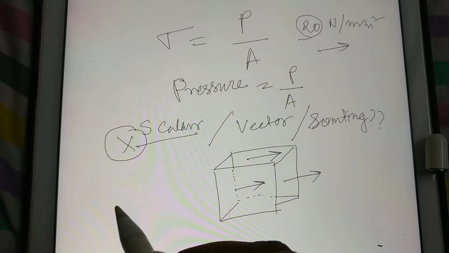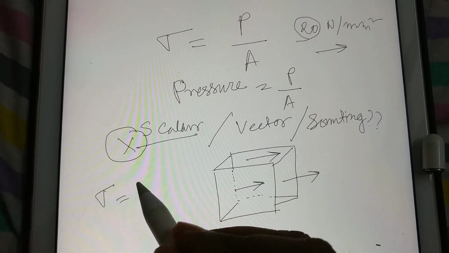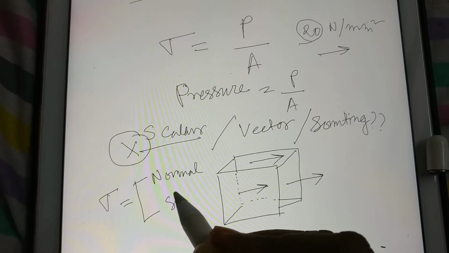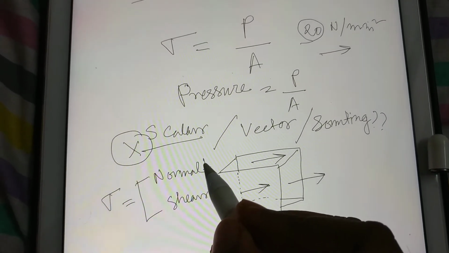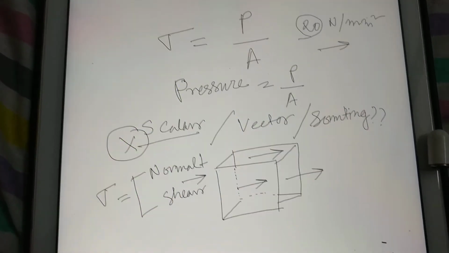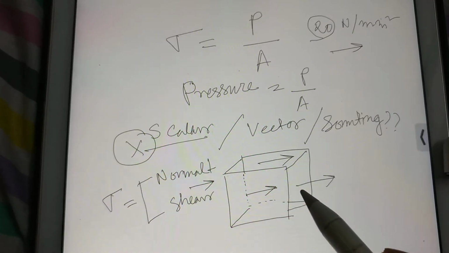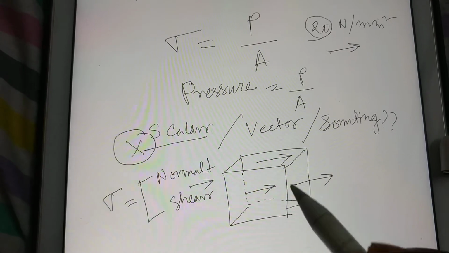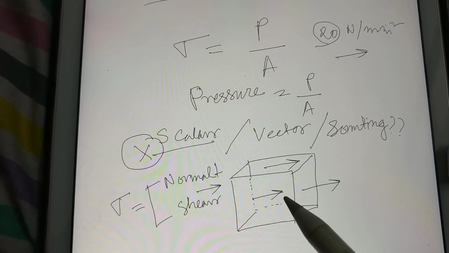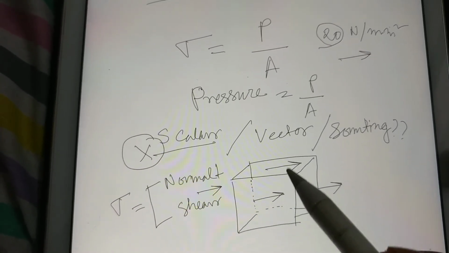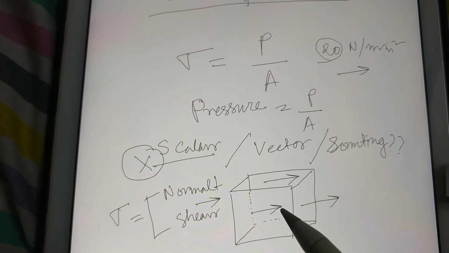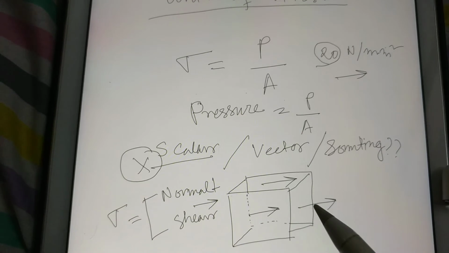We know stress is of two types. One is normal and one is shear stress. Normal stress means perpendicular to the plane, and shear means parallel to the plane. So in this diagram, this force is perpendicular to this plane. This stress and this stress are parallel to this plane. So for this particular plane, this is a normal stress and these must be shear stress. So if I say this is 20 newton per millimeter square, and this is 20 newton per millimeter square, it is not like that, both are the same.